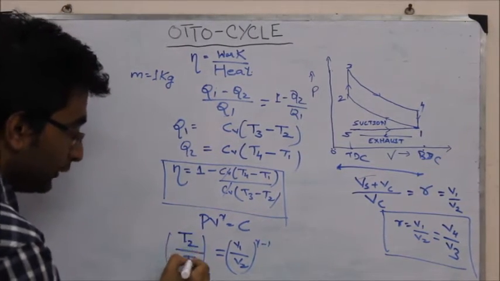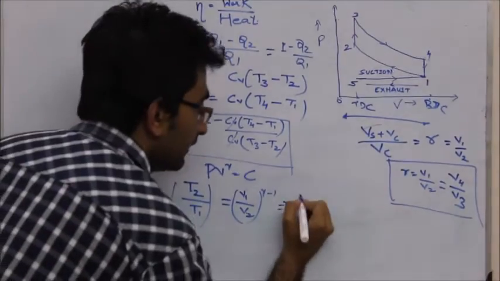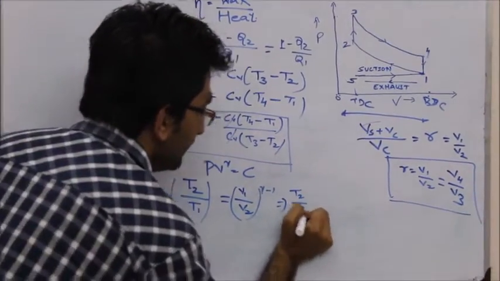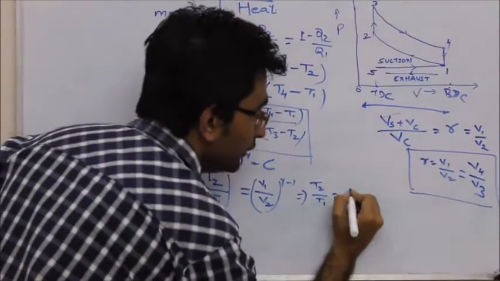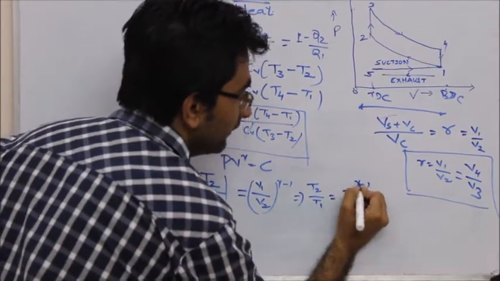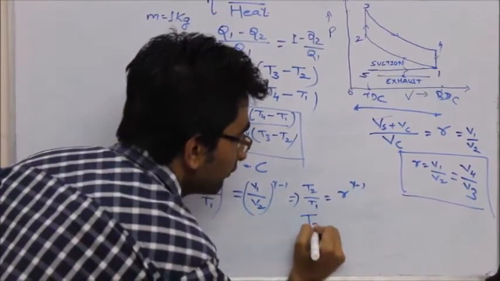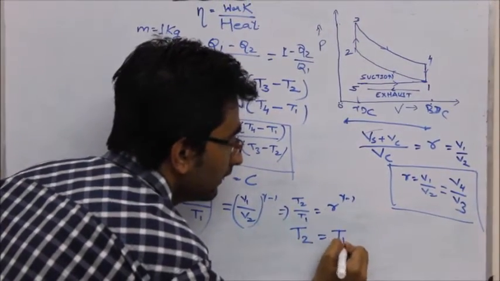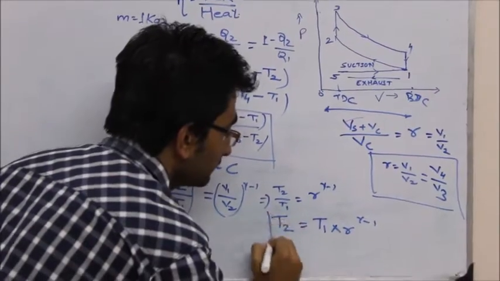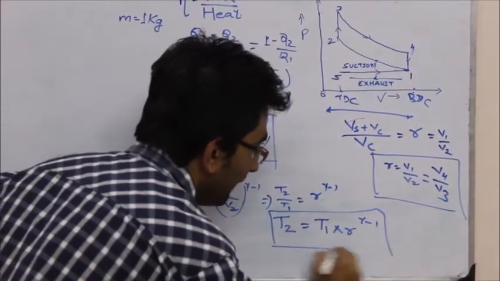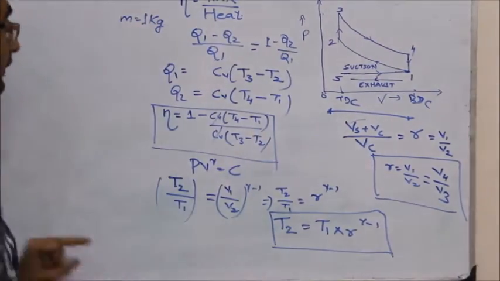Now T2 by T1 is equal to V1 by V2. We have V1 by V2 as r, so it is r to the power gamma minus 1. So T2 is equal to T1 into r to the power gamma minus 1. This is T2.